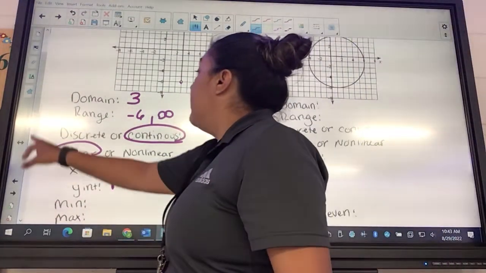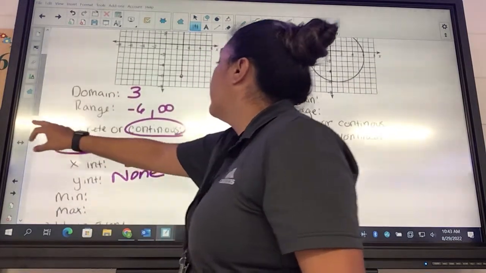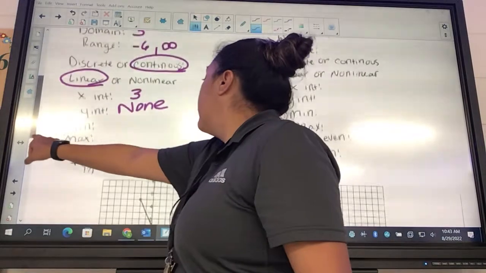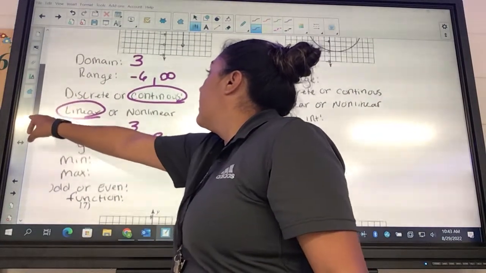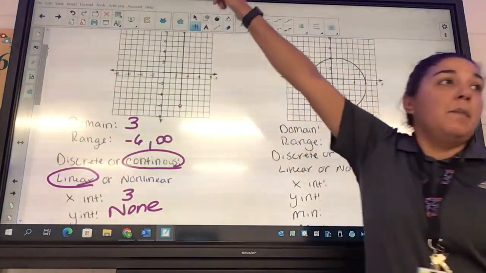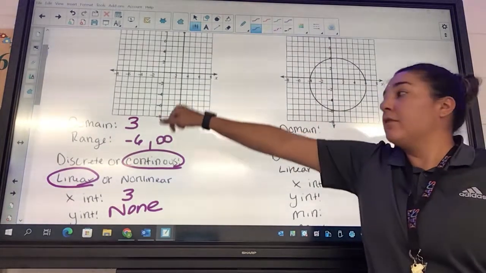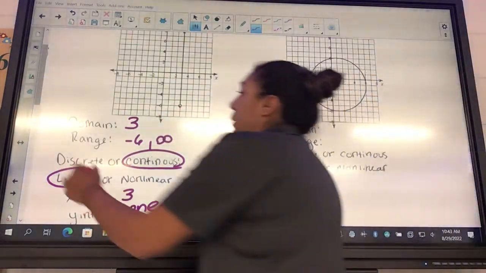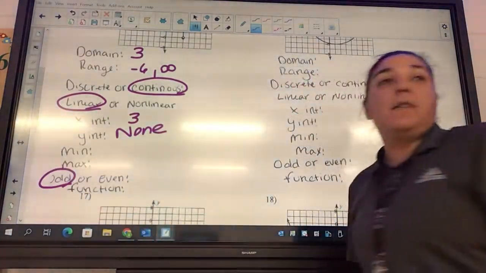Okay, and then is there a min or a max? No. Okay, so we're going to leave this one. Odd or even? Which way is the top arrow going? That way. The bottom? Other way. Yeah, if you were to extend this, it'd be going down. So is it going to be odd or even? Odd. Okay, is this a function?